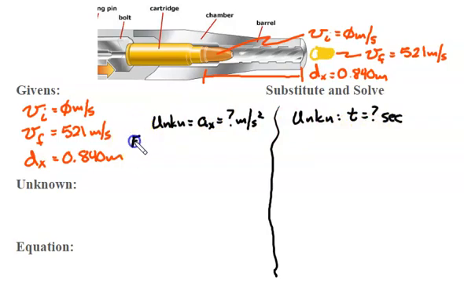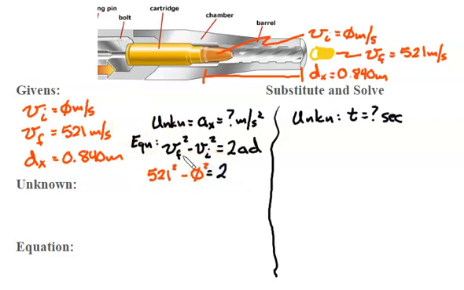The equation for the first part is going to be the velocity final squared minus velocity initial squared equals 2 times acceleration times displacement. So now if I replace numbers for letters, velocity final squared is 521 squared minus 0 squared equals 2 times the acceleration, in this case in the x-axis, times the displacement, which is 0.840.